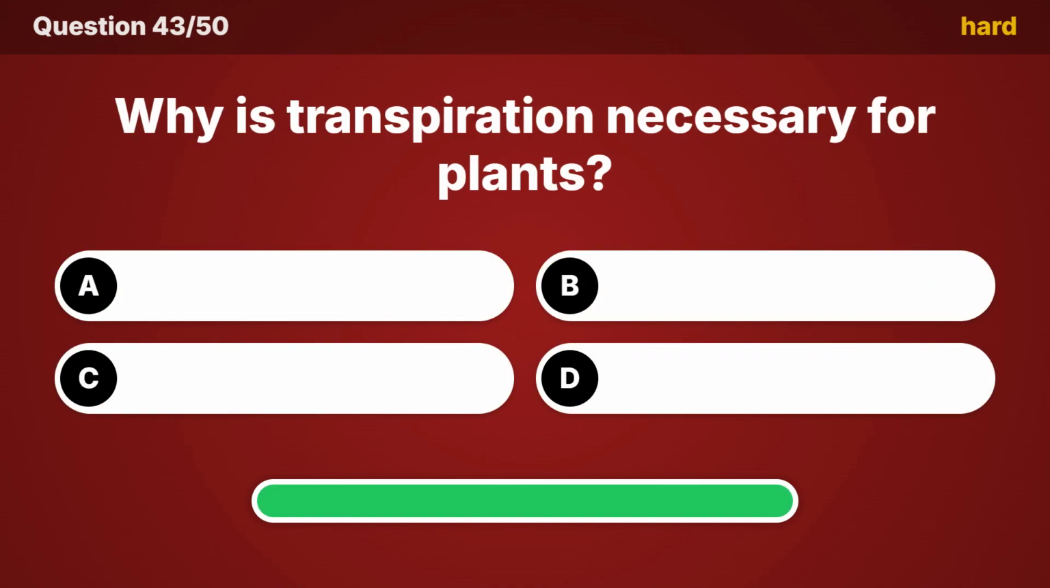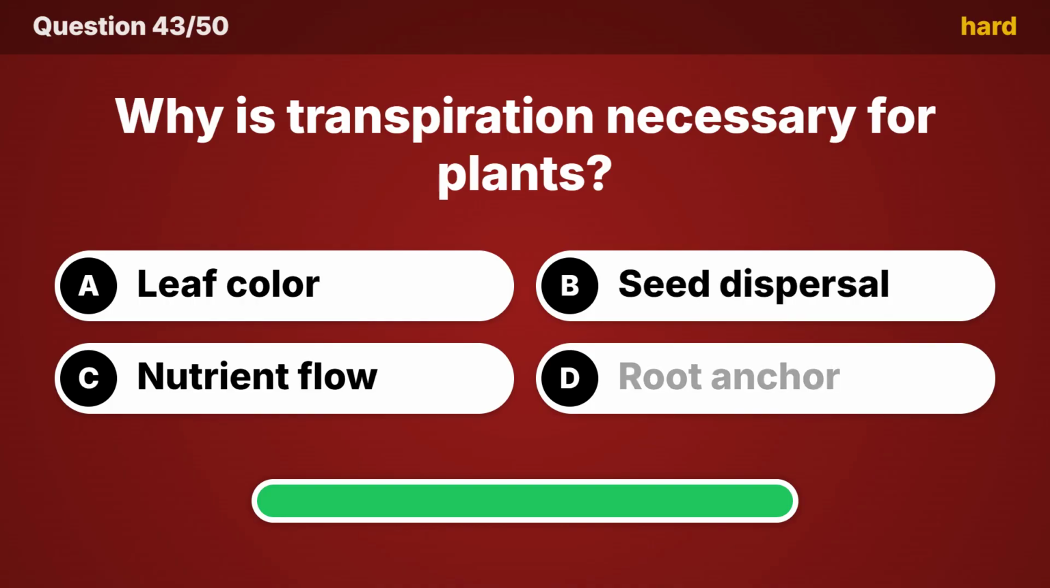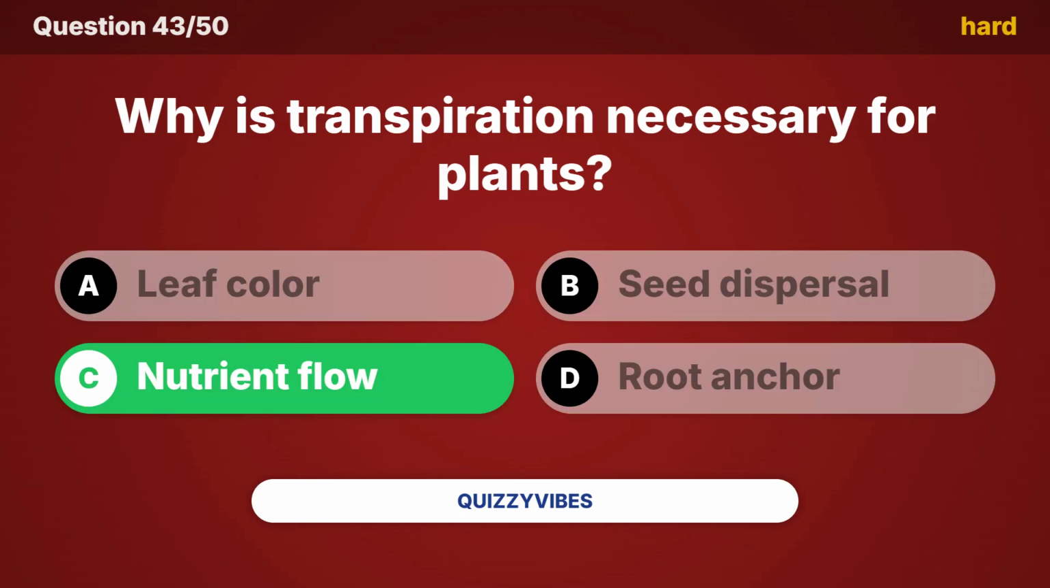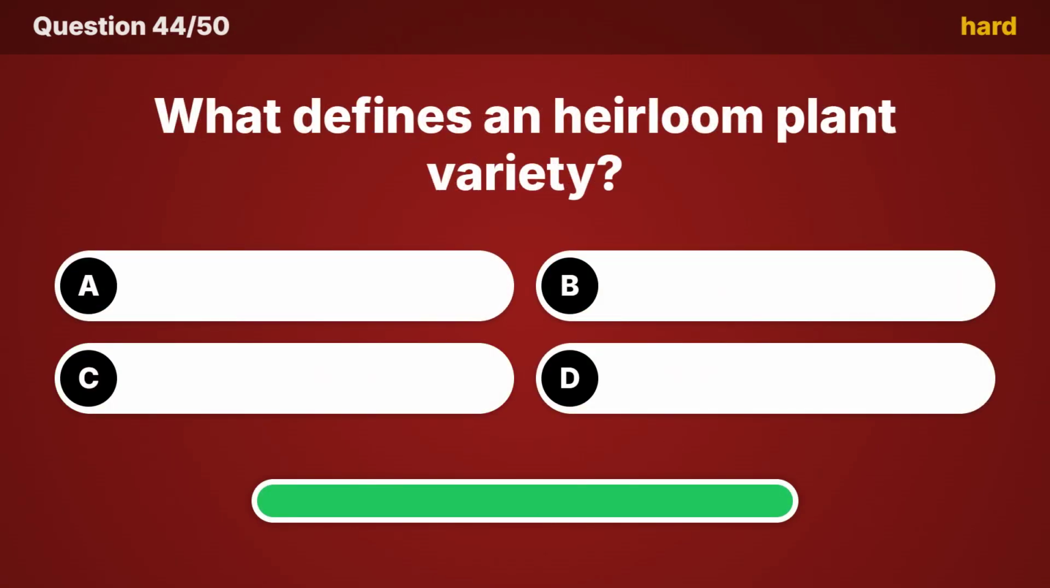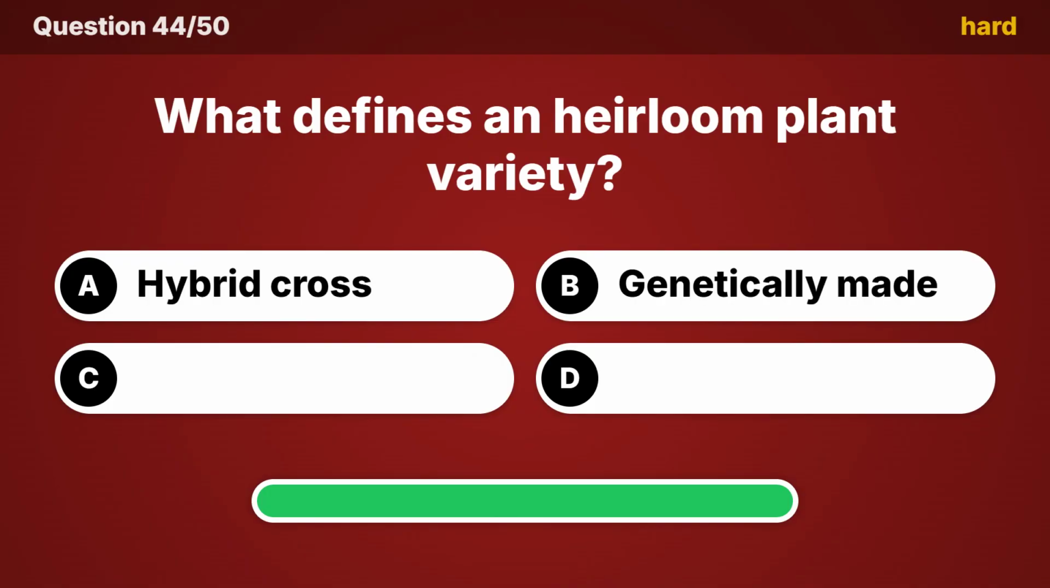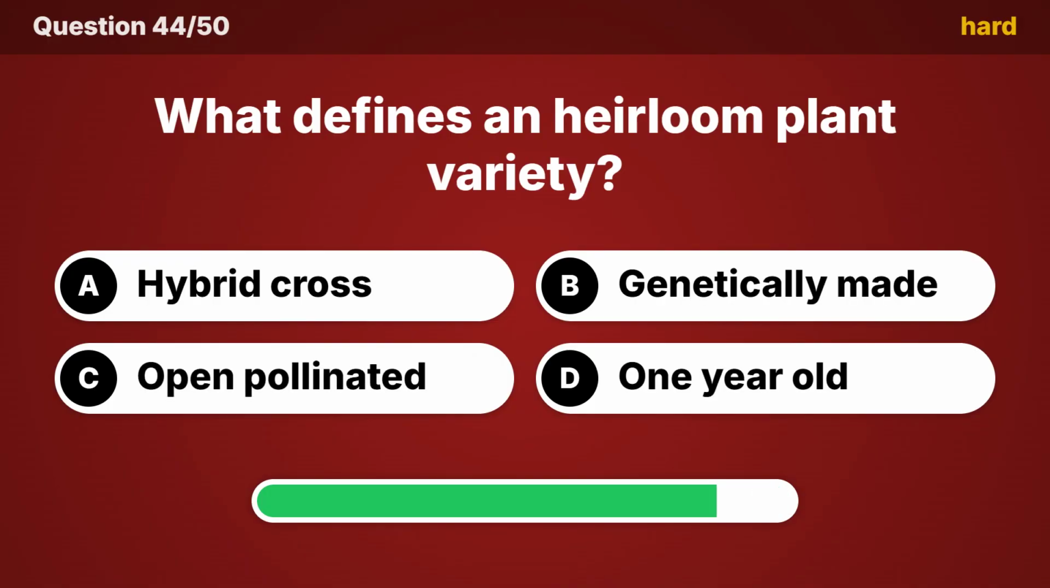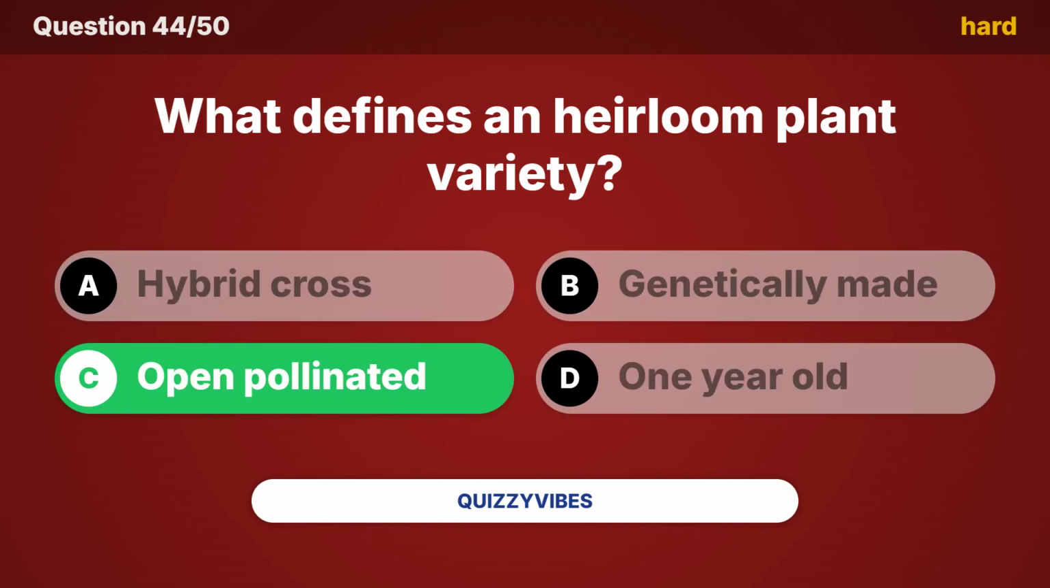Why is transpiration necessary for plants? The answer is nutrient flow. What defines an heirloom plant variety? The answer is open pollinated.